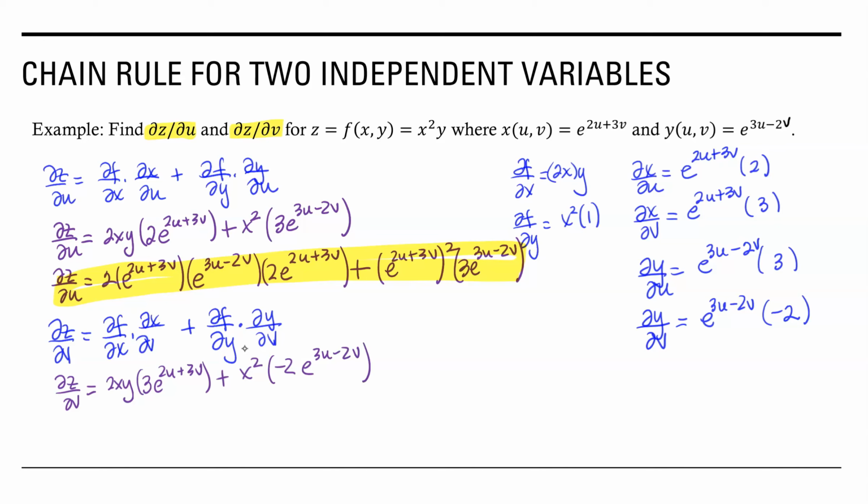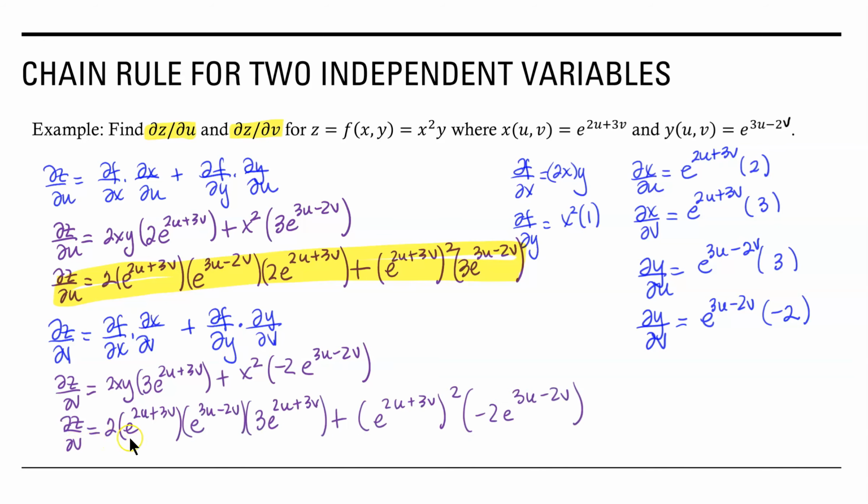And now we substitute in for our x and y. And so once we substitute in x and y into what we had before, we have our partial derivative of z with respect to v. And again, it's possible to clean that up with some algebra, but this is sufficient to illustrate that you understand the chain rule when x and y depend on two independent variables.